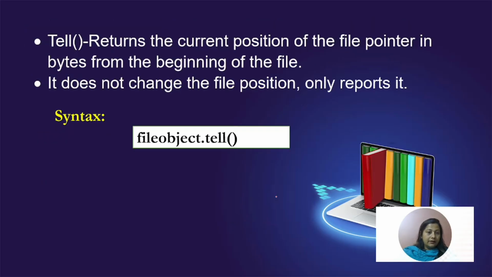Okay. Now, what will the tell function do? The tell function returns the current position, in which position the cursor or the file pointer is. So, whichever position the file pointer is at, it will report that position. It does not change the file position, it only reports it. And it always reports from the beginning of the file. What is the syntax? File object dot tell function.